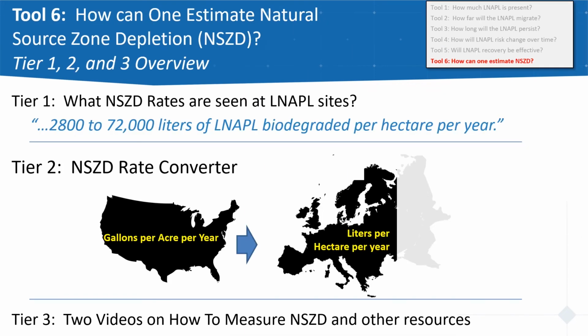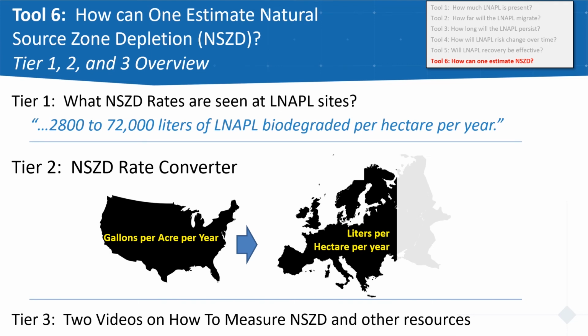Well, let's go to the last tool. This is an area of research that I've been really involved in over the years. But how can one estimate natural source zone depletion, what we call this NSZD? So a quick overview of Tier 1, Tier 2, and Tier 3 for this tool. Tier 1, it just says what rates are seen at LNAPL sites. And this is this discovery, I'd say, over the past 10 or 15 years that at all of these hydrocarbon sites around the world, when you measure this rate, it's a lot higher than anybody thought. But typical rates can range from 2,800 to 72,000 liters of LNAPL being biodegraded per hectare per year.